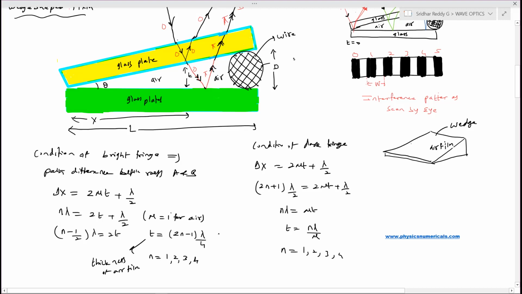Even if the ray is not incident at an angle, then cos r will come into the picture. Usually it will be normal incidence only, what we discuss here. So these are the thicknesses. Now what was our question? Our question was to calculate the diameter.